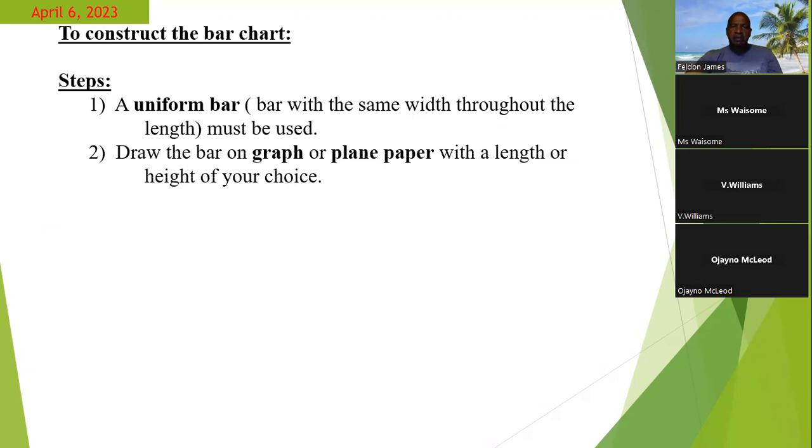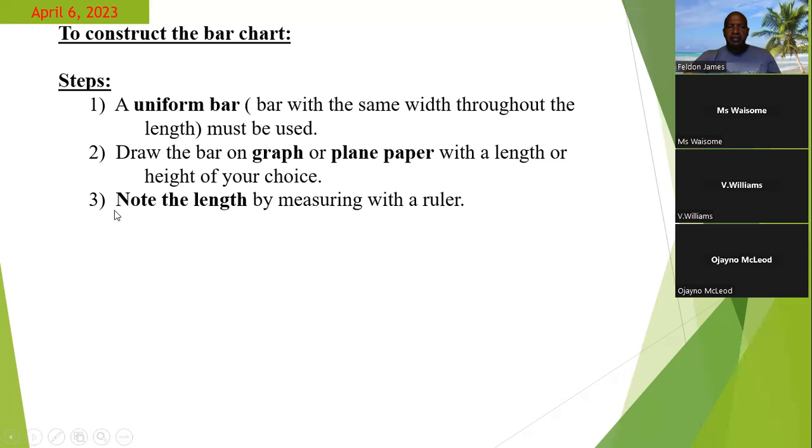Second, we draw the bar on a graph paper or a plain paper. A graph paper is pretty much easier to work with because you would already have measurement on the graph paper. But if you're going to draw it on a plain paper, you will have to use a ruler to measure the width. Now, on the graph paper, you could just choose the various centimeter boxes and count to know what width you have. All right.